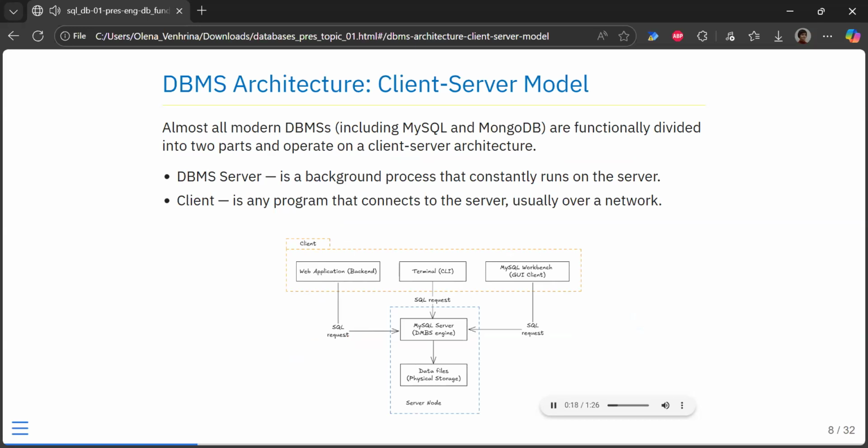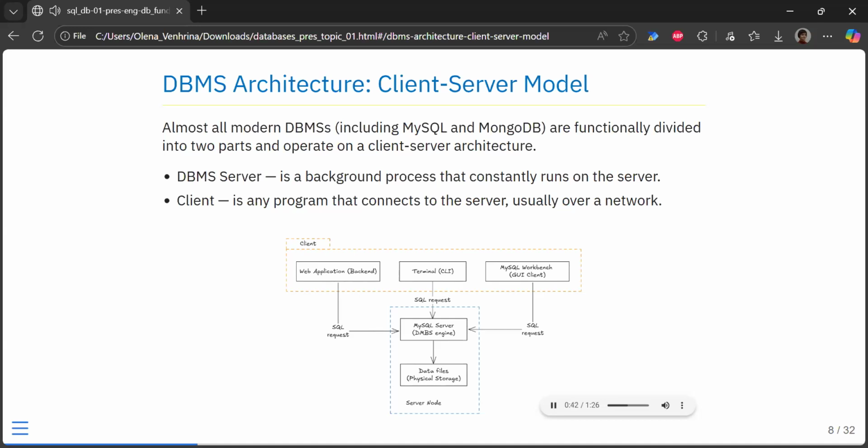This means the system is clearly divided into two parts. On one side, usually somewhere far away on a secure server, the DBMS server runs. This is that very engine. It is a background service, a daemon, that is constantly running. This process physically owns the data files. It guards them, manages transactions, optimizes queries. You never interact with it directly.